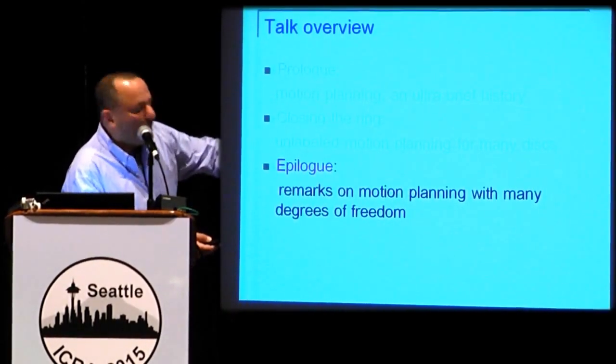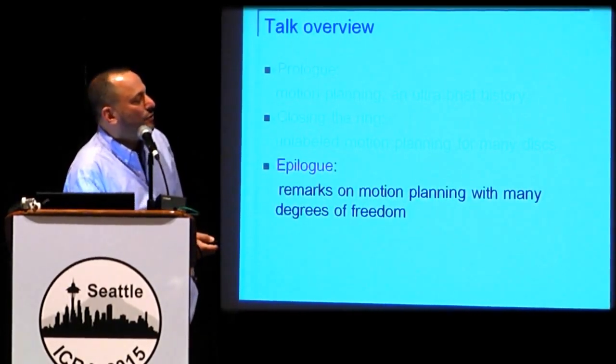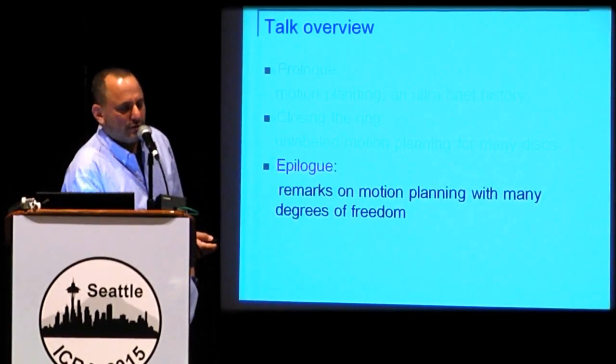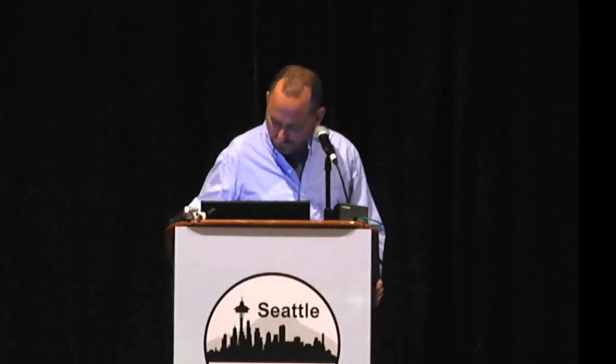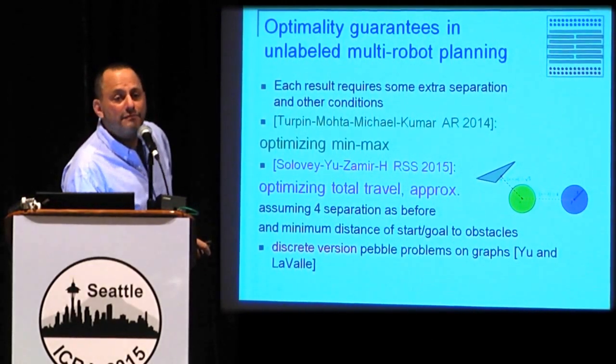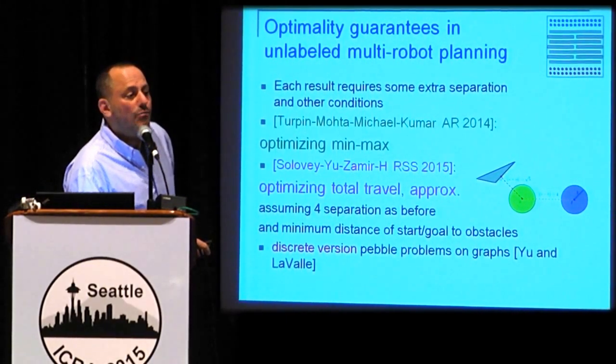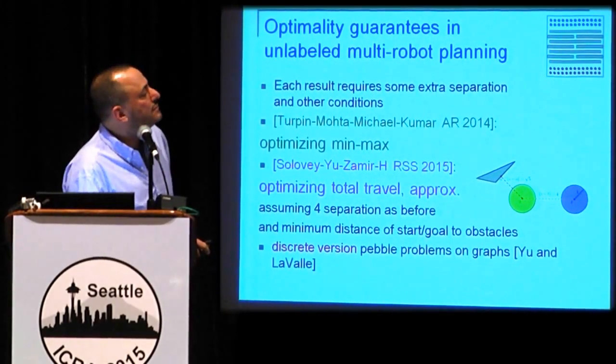Okay, let me make a few remarks about motion planning with many degrees of freedom. If we leave the basic problem and we move to optimality, the problem becomes much harder. We know it from other areas of motion planning. So again, I have unlabeled disks, and I want to get good paths.